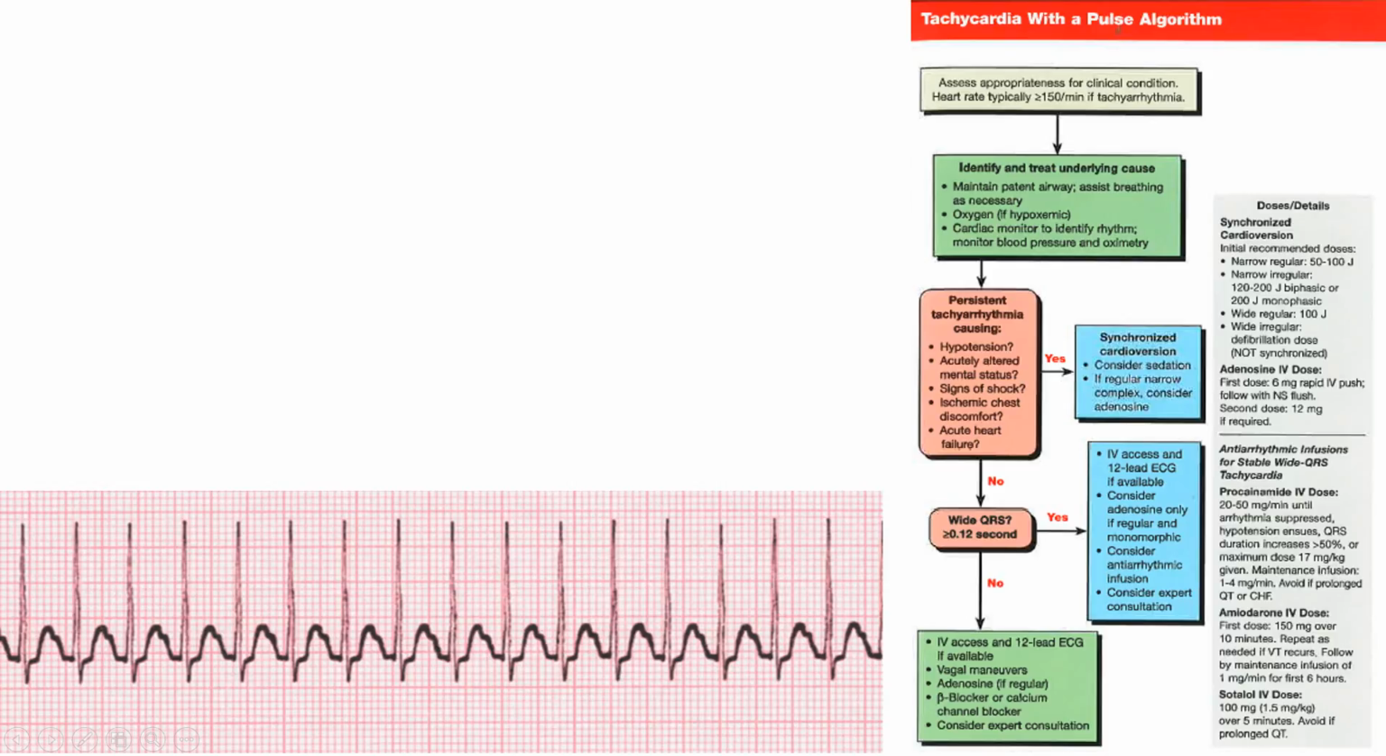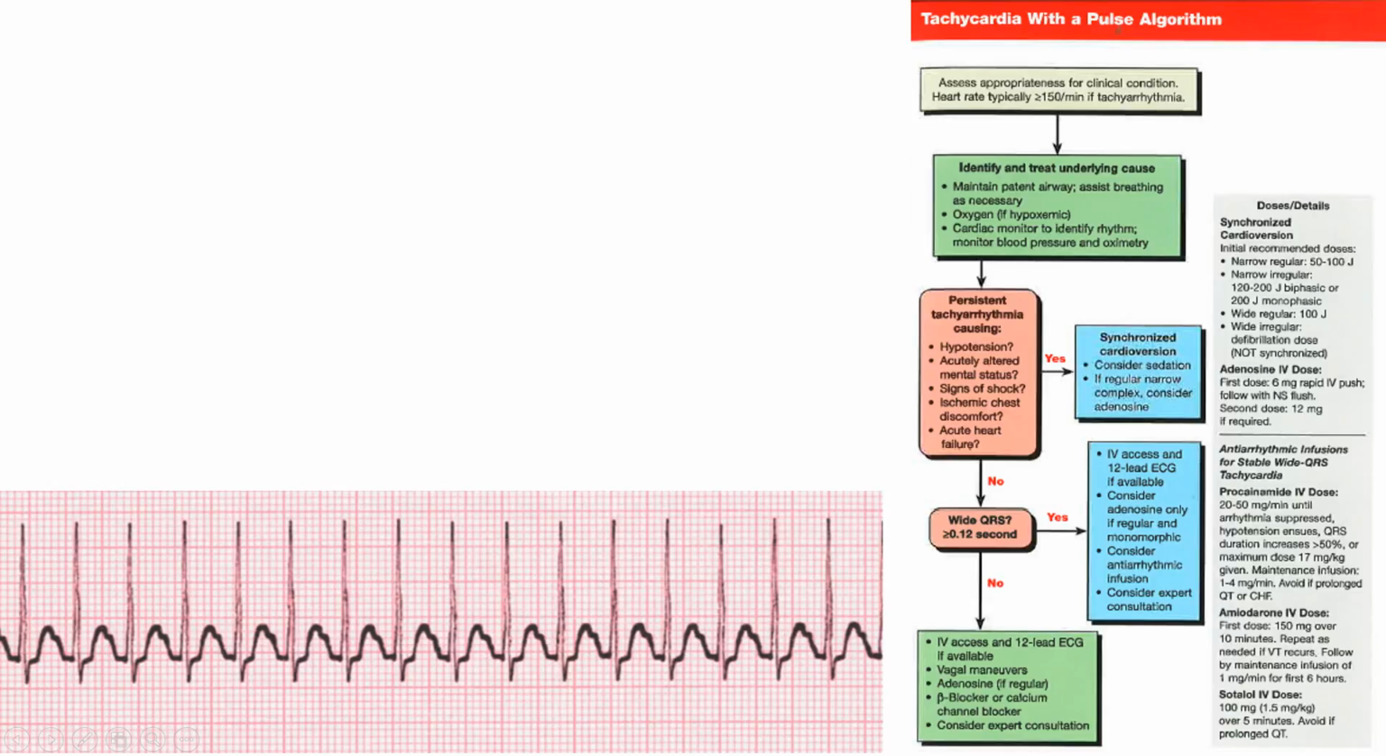So you want to think, well, what is the cause? Do they have hypotension? Is that why? Sometimes when a person loses lots of blood, their heart is going to try and beat really fast to compensate for the fact there's no blood. Okay, and that maybe helps a little bit, but wear your heart out. Acutely altered mental status, or there's signs of shock, or is there ischemic chest discomfort or acute heart failure? These remind me a lot of the underlying causes for bradyarrhythmia.